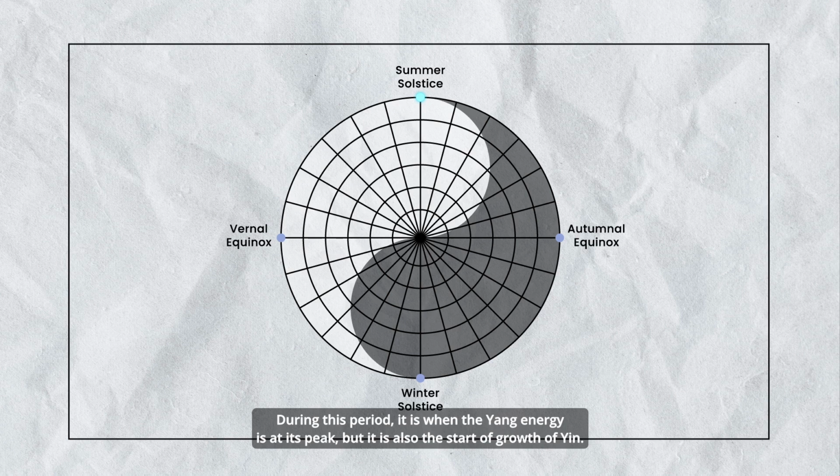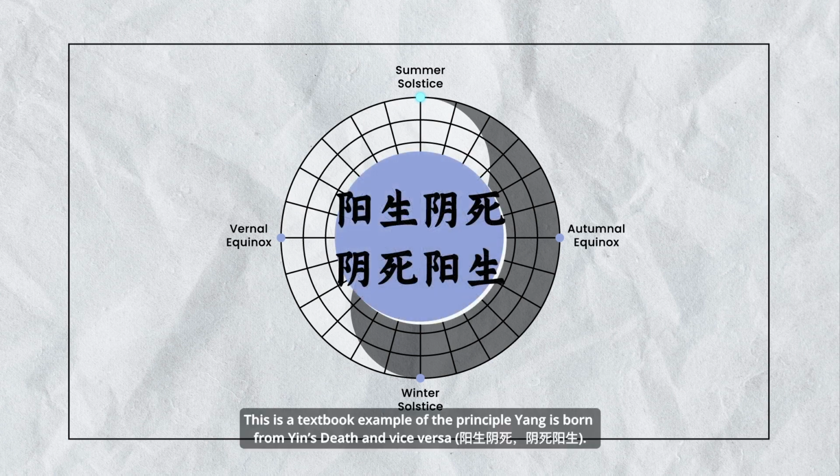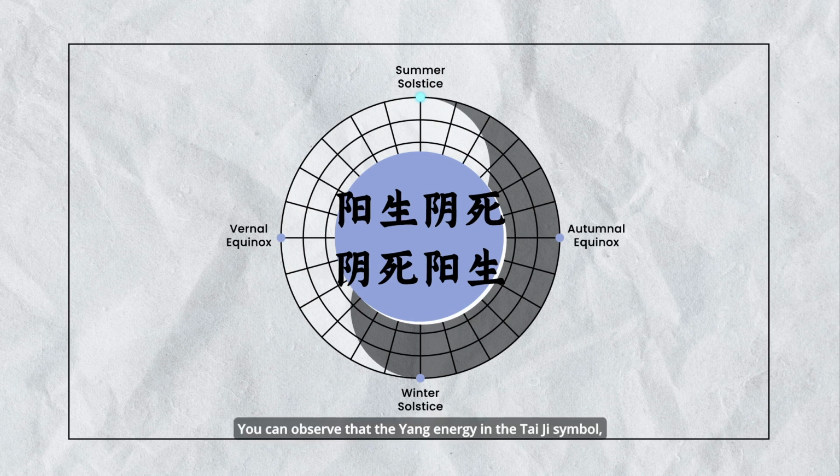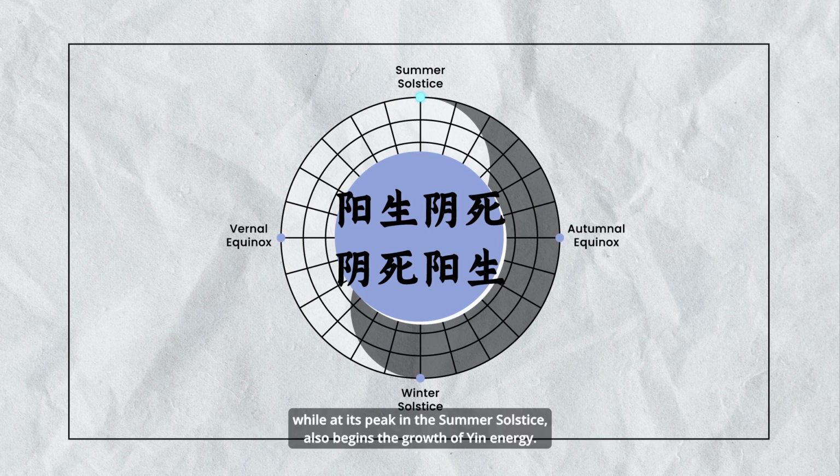During this period, the yang energy is at its peak, but it is also the start of the growth of yin. This is a textbook example of the principle that yang is born from yin and vice versa. You can observe that the yang energy in the Tai Chi symbol, while at its peak in the summer solstice, also begins the growth of yin's energy. This draws parallels to how everything is balanced in the natural world.